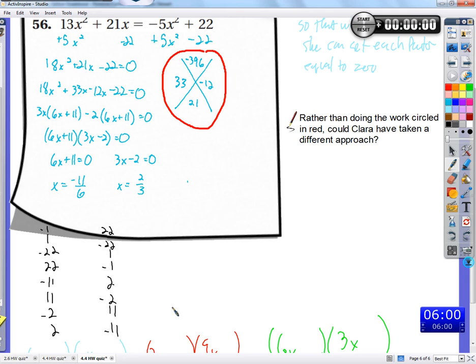Any questions from that? Anything generally you didn't understand? Any specific problem with the homework you didn't get? 26. 26?